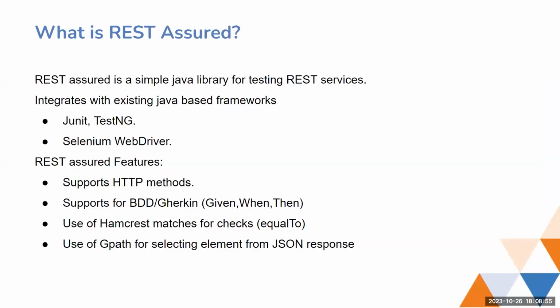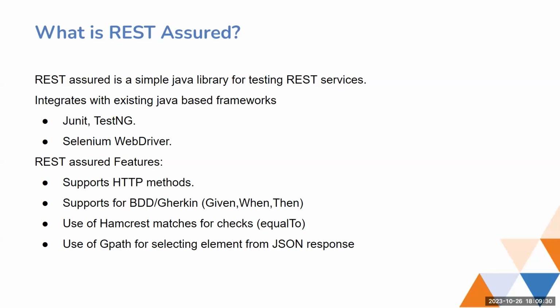Now, for automation, we use REST assured. It is a simple Java library which can be used to automate RESTful API services. And it is very easy to integrate with existing Java frameworks in which we use TestNG and Selenium WebDriver. And REST assured has various features. It supports all the HTTP methods which we discussed just now. It supports the BDD syntax, which is given, when, then. It is easy to read for non-technical people also. We'll see about it in an upcoming slide.